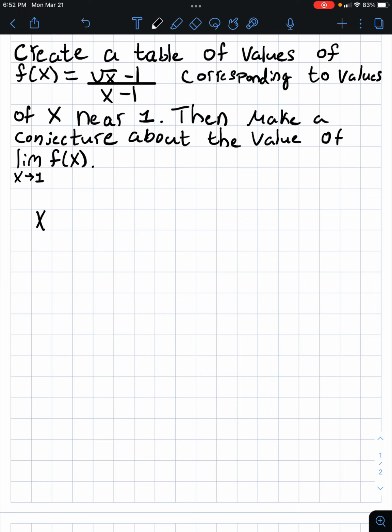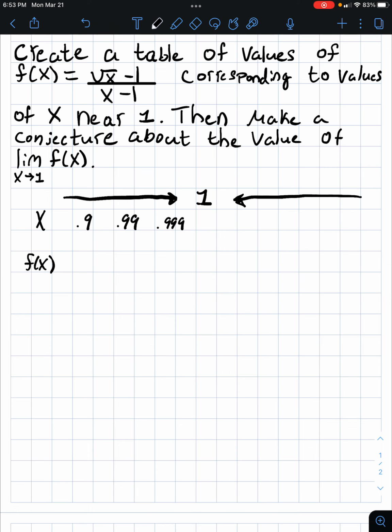So we have x, f of x, and let's put 1 here, and then we have our right hand side and our left hand side. For x, we should pick values close to 1 so we can determine a limit if a limit exists. So let's find values such as 0.9, 0.99, and let's do 0.999 on the left hand side.